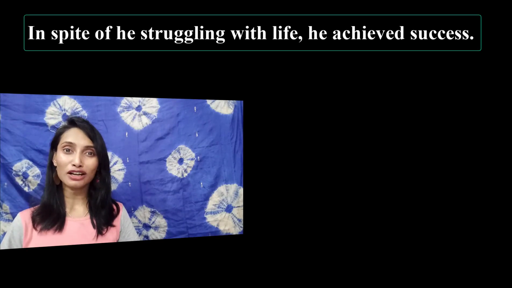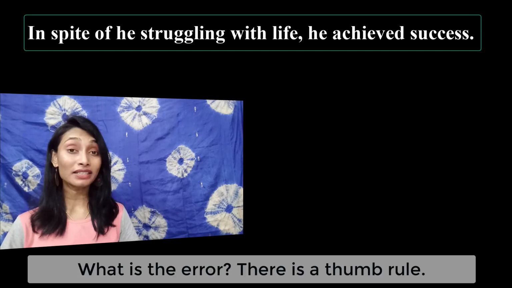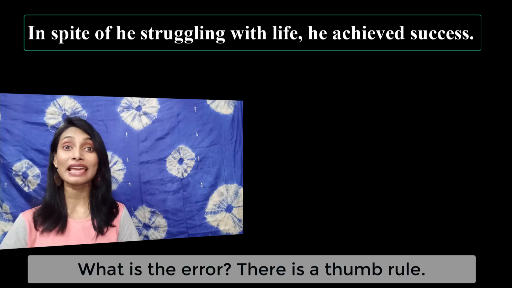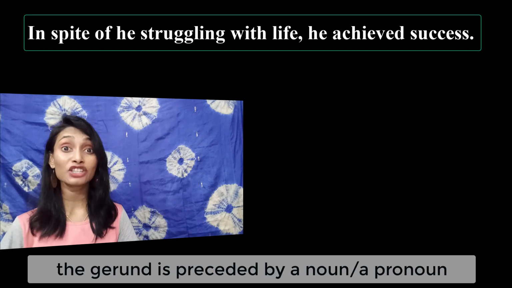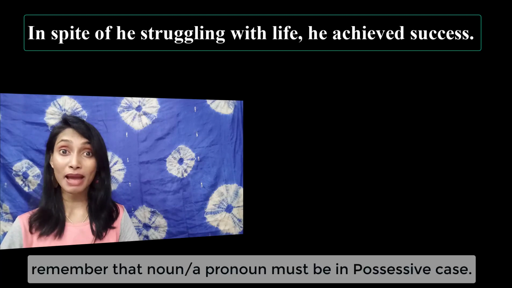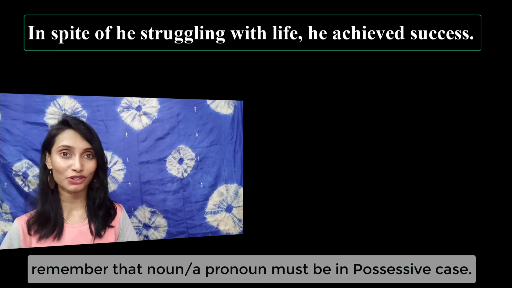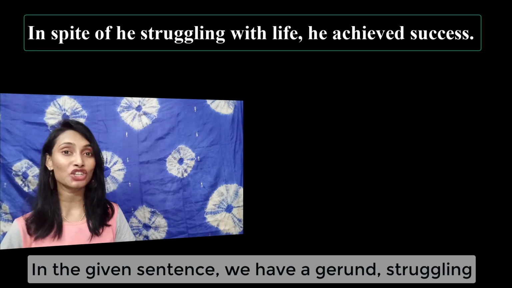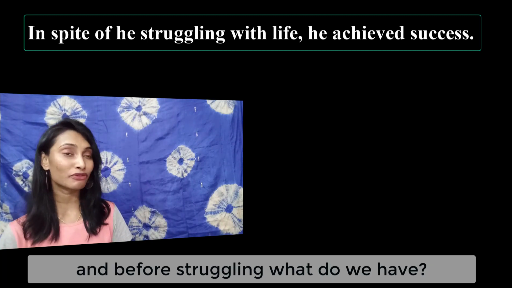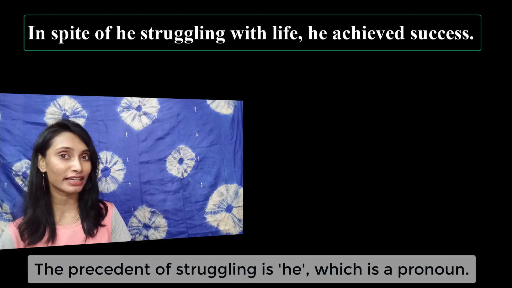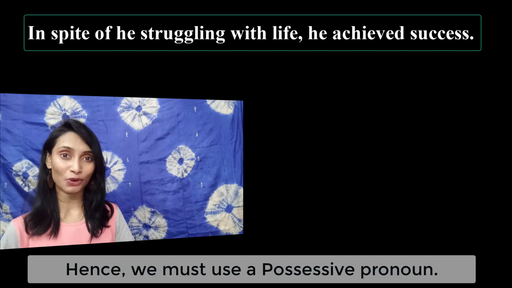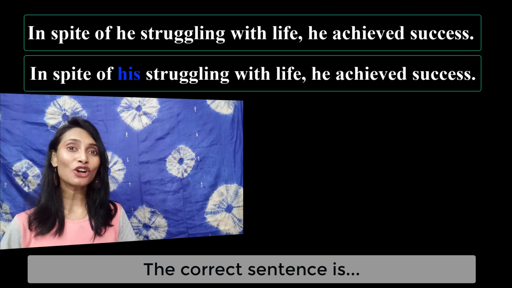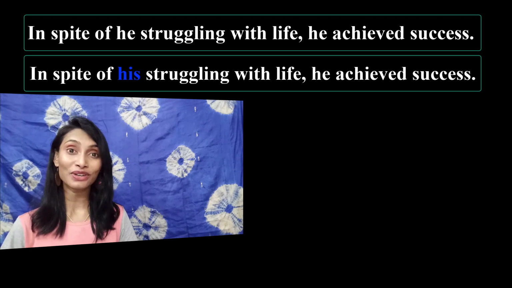In spite of he struggling with life, he achieved success. What is the error? There is a thumb rule. The rule is, if there is a gerund in a sentence and the gerund is preceded by a noun or a pronoun, remember that noun or pronoun must be in possessive case. In the given sentence, we have a gerund that is struggling. And before struggling, what do we have? The precedent of struggling is he, which is a pronoun. Hence, we must use a possessive pronoun. The correct sentence is, in spite of his struggling with life, he achieved success.